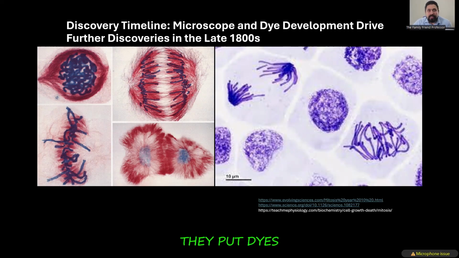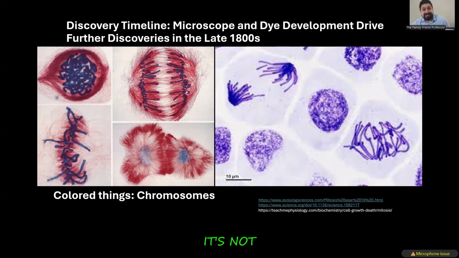So every time they put dyes and looked under the microscope, they would see these funny structures, and they didn't really know what they were, right? So they called them colored things or colored bodies. Chromo means color, somes meaning bodies. So they called them chromosomes. So the word chromosomes is not any fancy word, right? It's like colored things, because scientists didn't have an idea what that was. So they called it colored things.